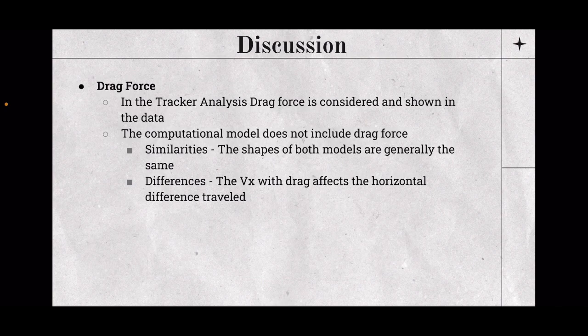A discussion that is particularly important is drag force, which states how in Tracker analysis, drag force is considered and shown in the data, and the computational model does not include drag force. So what does that mean? That means that the shape of both of the models is generally the same, specifically because while drag force is present, it does not entirely change the trajectory of an object. So the shapes of the models are generally the same, but there are differences specifically with the velocity in the x direction. It's supposed to be constant in projectile motion, but because of drag force, this can vary.